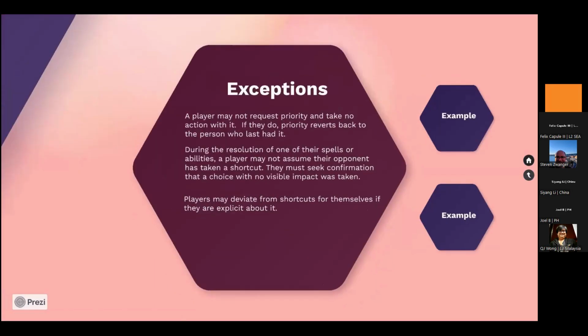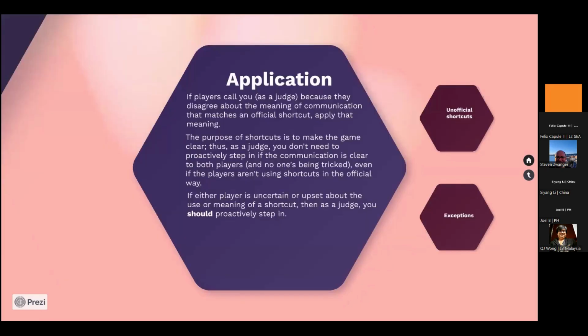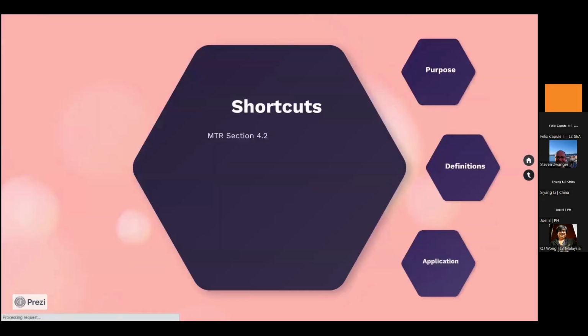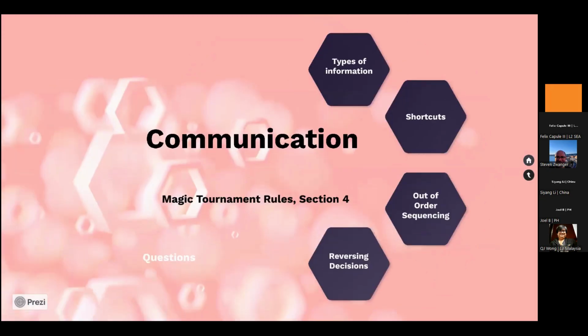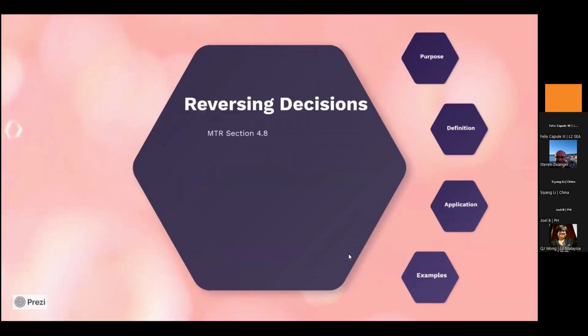Any questions about shortcuts before we move on? Okay, I'm getting pretty short on time, so I'm going to jump to reversing decisions because I have some questions for the audience at the end.